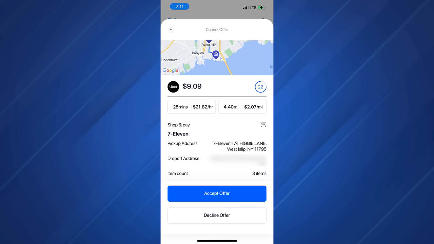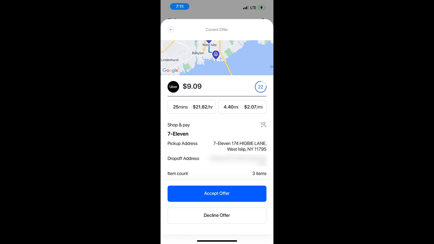Okay, here's... So let's see. Pickup address was West Islip. Drop-off is West Islip. 7-Eleven. Okay. $9.09, 4.4 miles. Higbee Lane. Wait, I'm confused. I don't know where that is. I'll open it in maps here. So the order... Okay. First, since we're doing this. Is this Grubhub? This is Uber Eats.